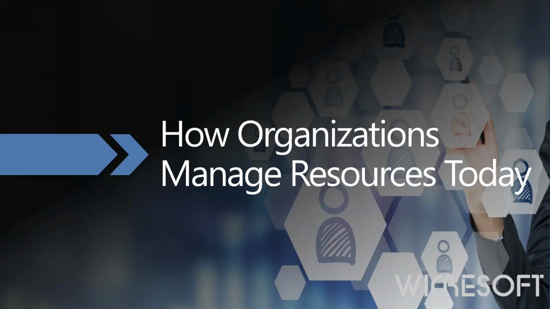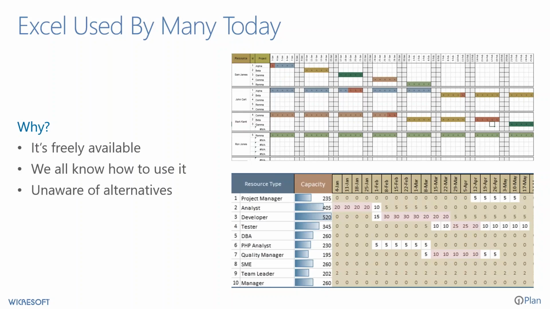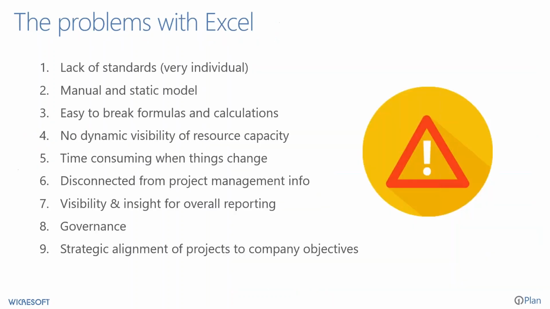So how do organizations manage these resources today? Well, for the most part, if they're not using a common solution like we're talking about today, they're often using something like Excel. And they're doing it because it's freely available. Most people know how to use it. And they may be unaware of alternatives, or they may not have alternatives at their disposal. So they innovate, and they do a lot of jury rigging of Excel in order to come up with some standalone resource management dimension of what this is. But it's often disconnected from the rest of the project management, portfolio management process when we do this.